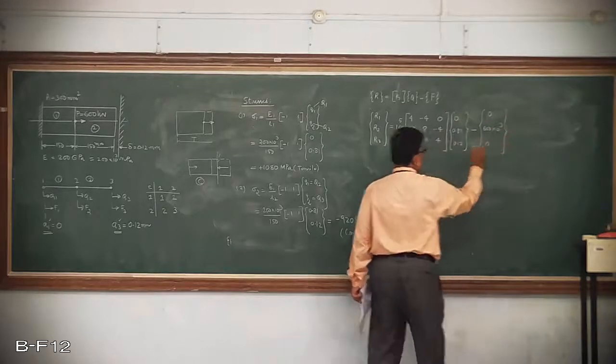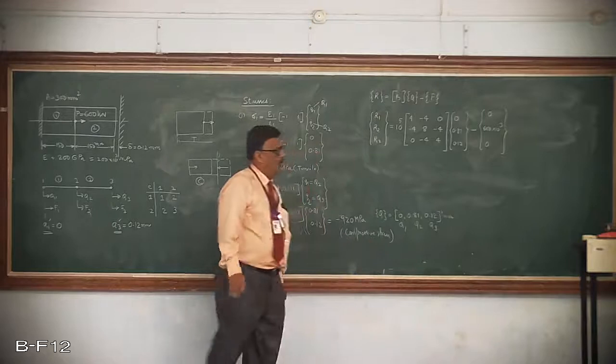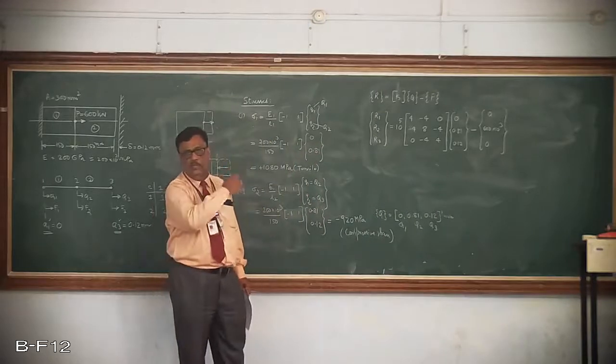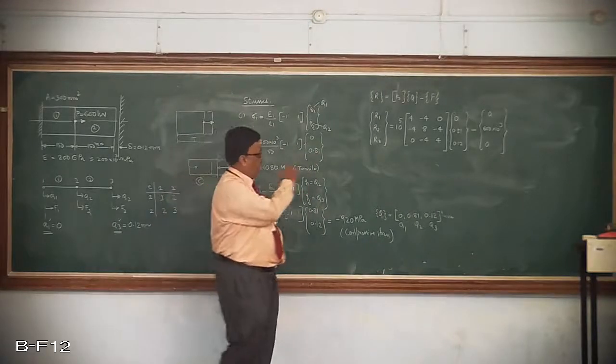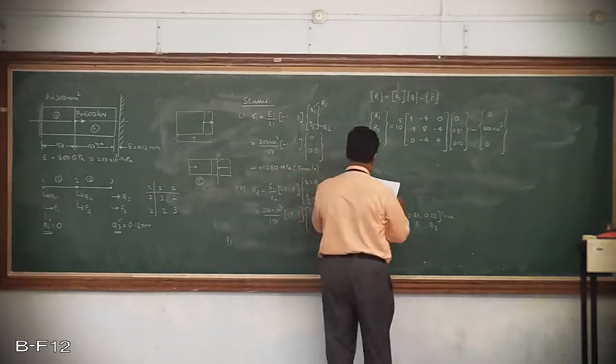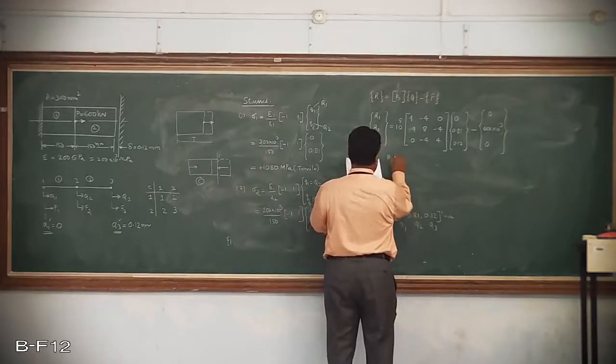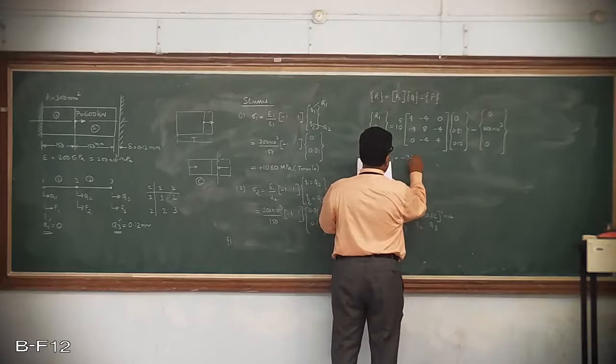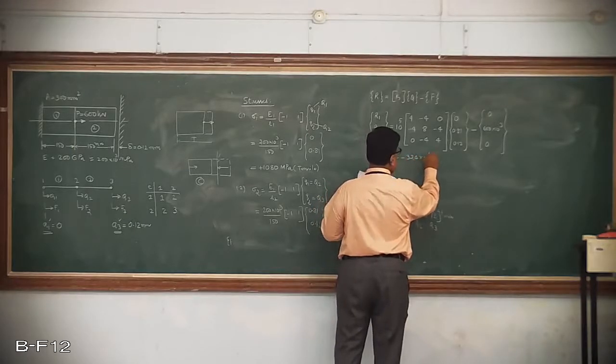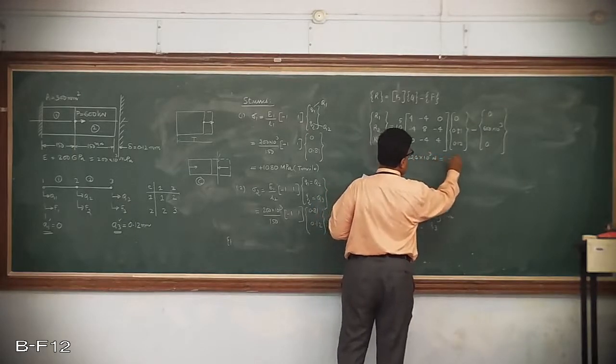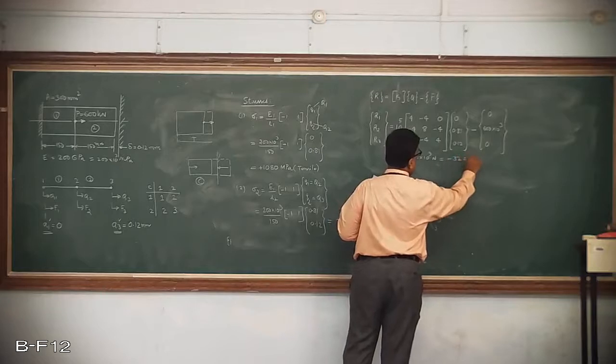Because there are no loads given at node 1 and node 3, that is why F1 and F3 are 0. And if you solve for this, what you will get is reaction R1. After solving, you will get 324 into 10 raised to 3 Newton, or minus 324 kilonewton.